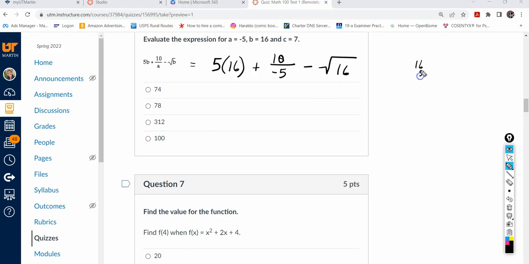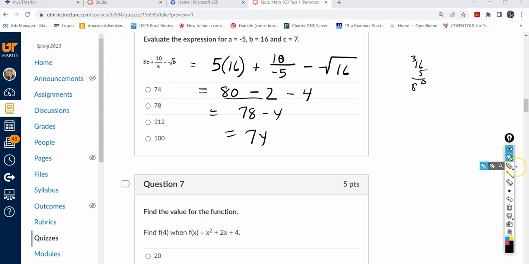Okay. All right, so I'm going to have 80, and 10 divided by -5 is -2. And I'm going to have -4. So 80 minus 2 is 78, and 78 minus 4 is 74. So that's the one I'm looking for.